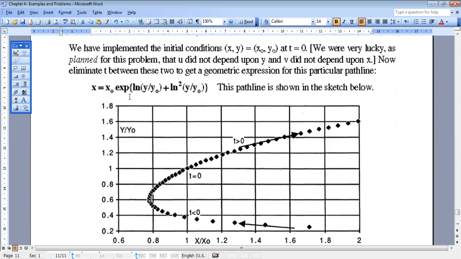x equals x0 exponential, and we said that we will replace t by its value. We got that t is ln(y over y0). So by eliminating t, we replace it by ln(y over y0). So t plus t square will give you this. And now you can draw your path line.